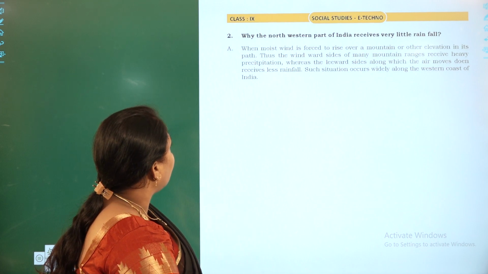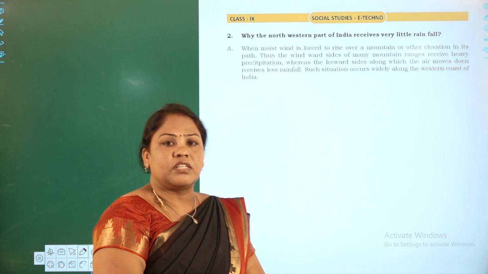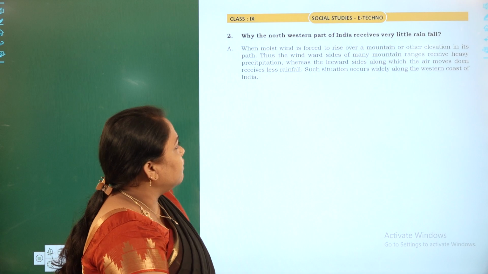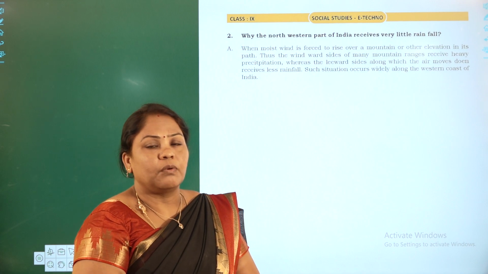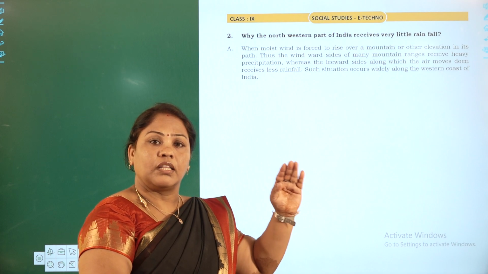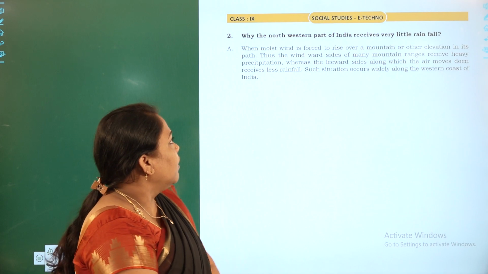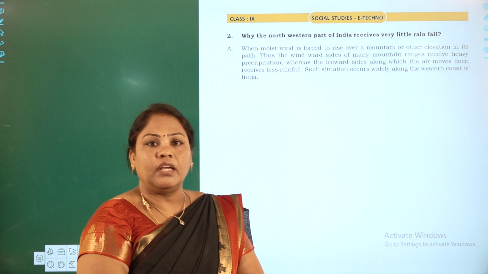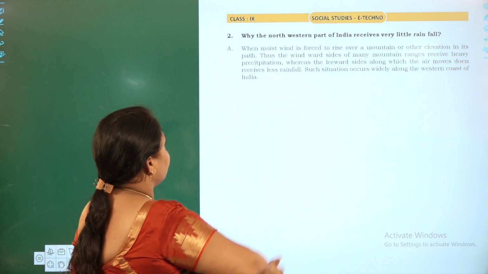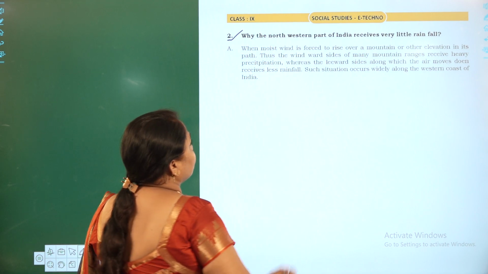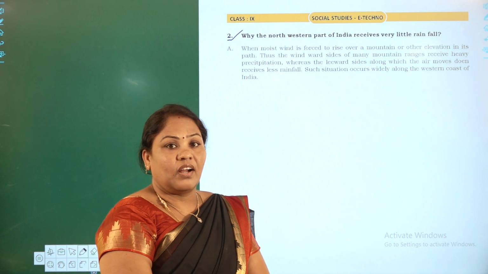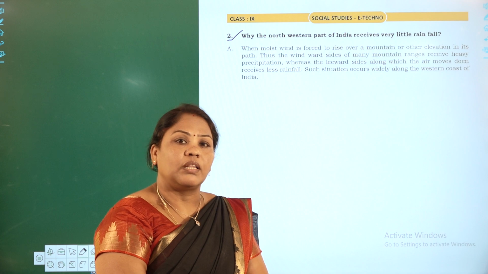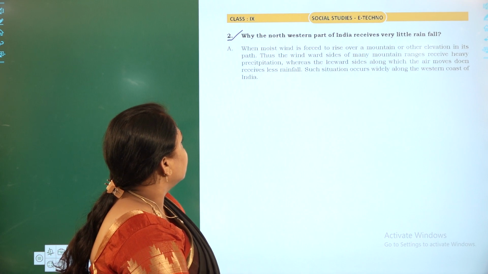Our second question is all about why the northwestern part of India receives very little rainfall. Yes, why does the northwestern part of India receive a very little rainfall? Let us see why. Because northwest, not southwest children, northwest part. And what are the reasons for this?